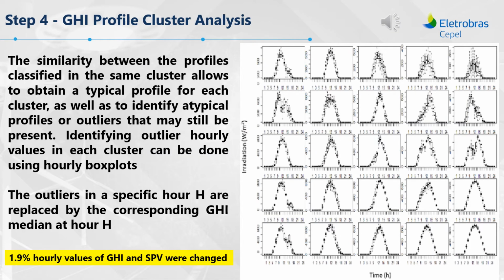The similarity between the profiles classified in the same clusters allows obtaining a typical profile for each cluster, as well as identifying atypical profiles or outliers that may still be present. In addition, the outliers in a specific hour are replaced by the corresponding GHI median. In this stage, almost 2% of the hourly data were changed.